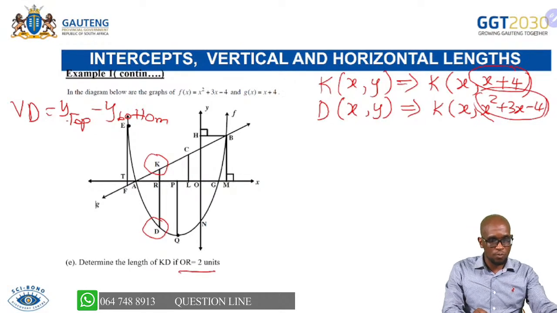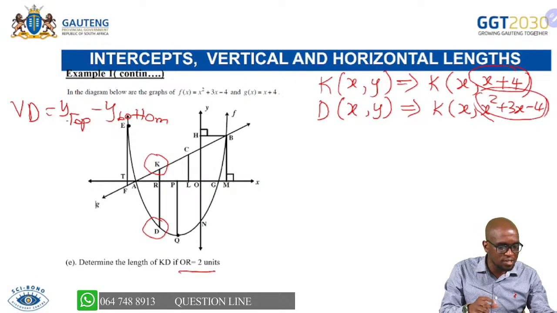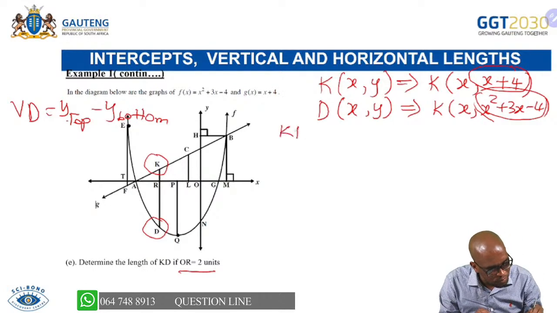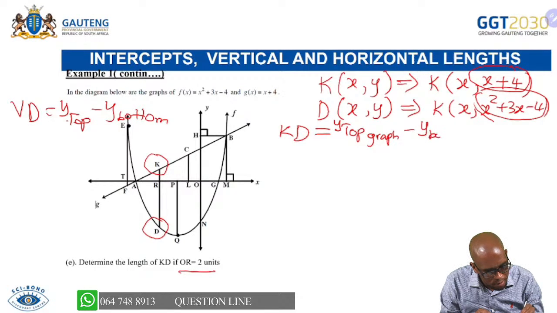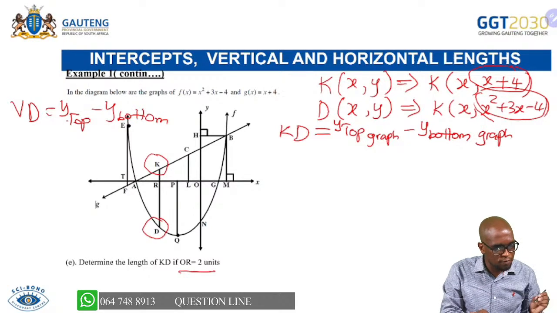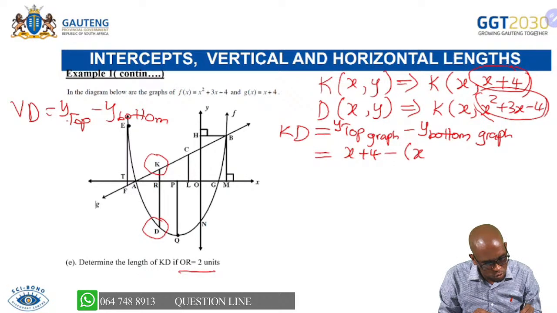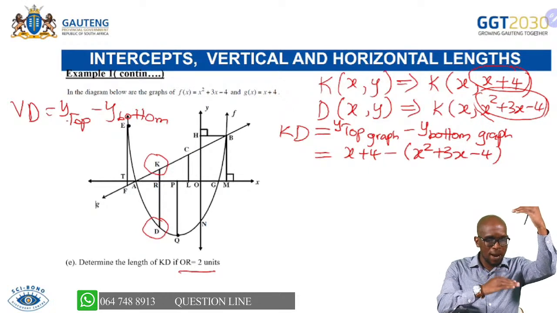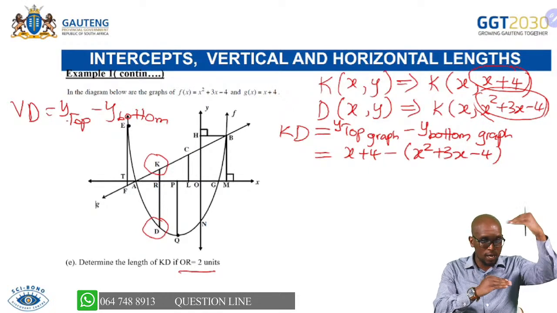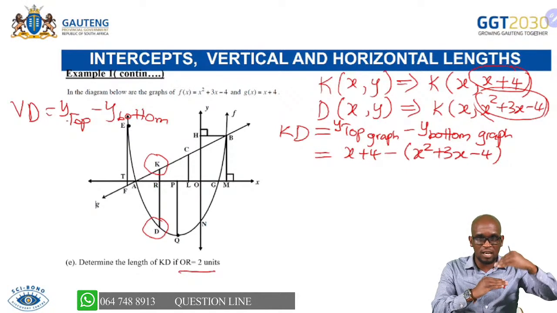Usually we would say if the distance is between two graphs, KD, we're going to take the y of the top graph minus the y of the bottom graph. Now, what is y of the top graph? Y of the top graph, given in terms of x, is x plus 4, minus y of the bottom graph, which is x squared plus 3x minus 4. So we take top graph minus bottom graph. That is to get the equation, or rather the vertical distance between two graphs.